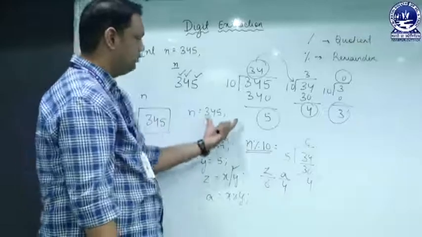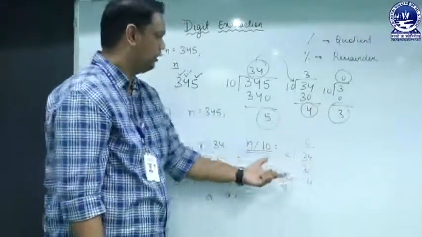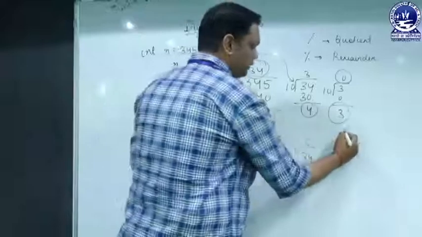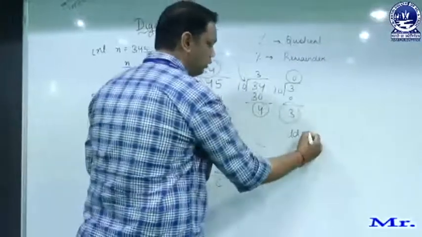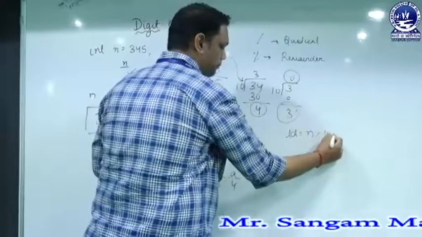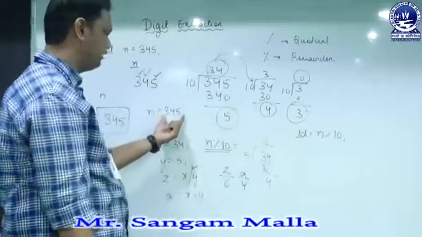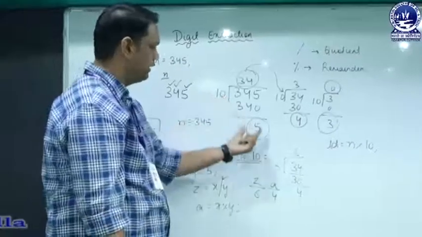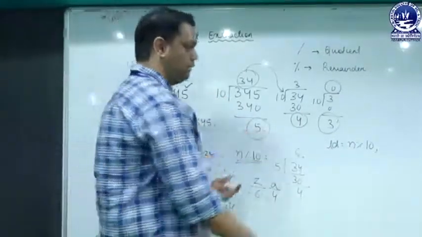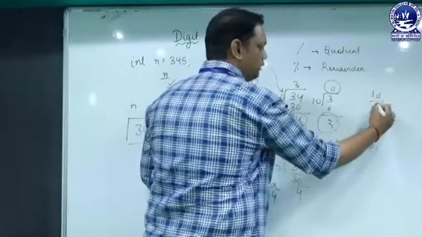As per the logic of the program, let's say we want the last digit. So last digit equal to n modulo 10. That means n is having 345, so 345 is divided by 10 and we get the remainder as 5. That means 5 will be stored in last digit.